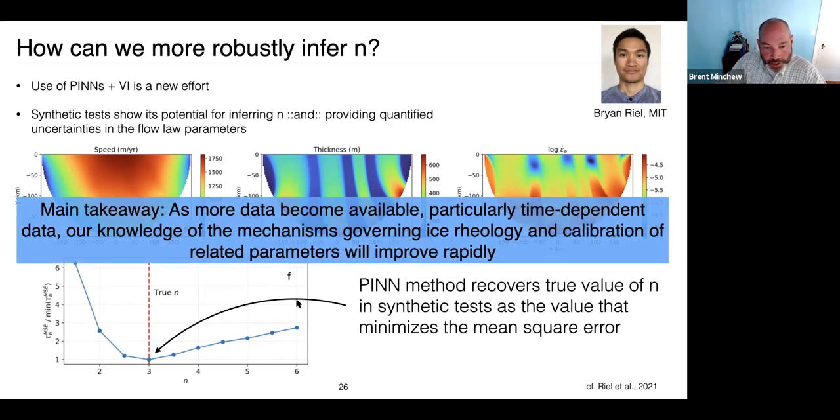So the main takeaway from all this, though, is that as more data become available, our observations get better, our constraints on time dependence of velocity in particular get a whole lot better, and our knowledge of the mechanisms that govern ice rheology and our calibration of the related parameters of ice rheology are bound to improve rapidly within the next few years.